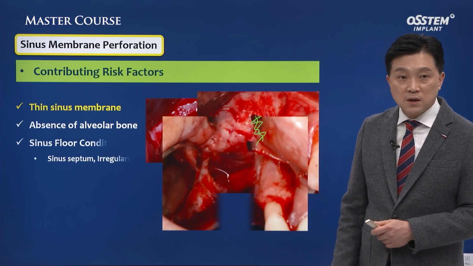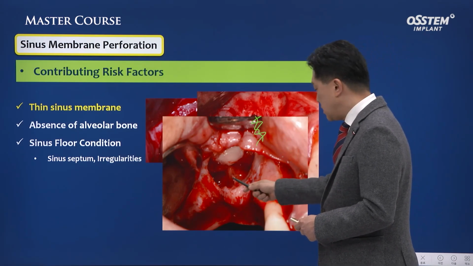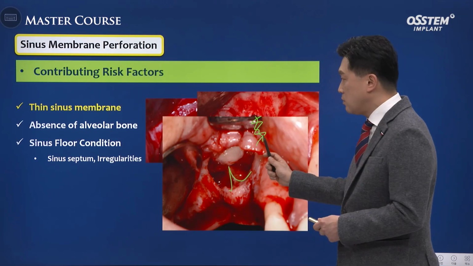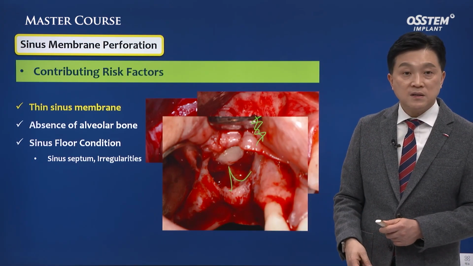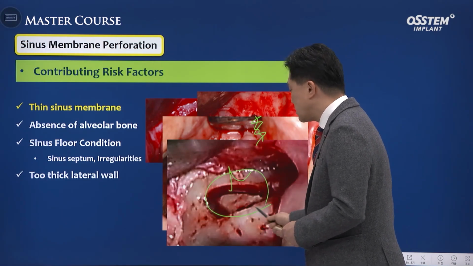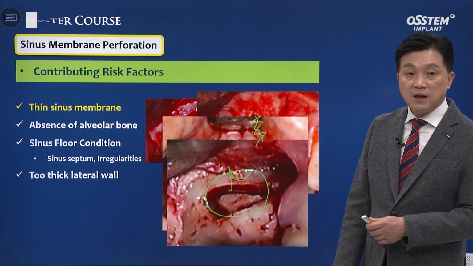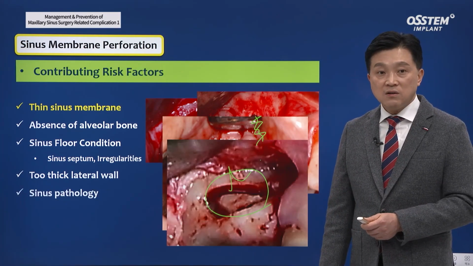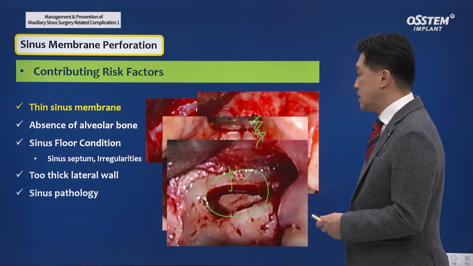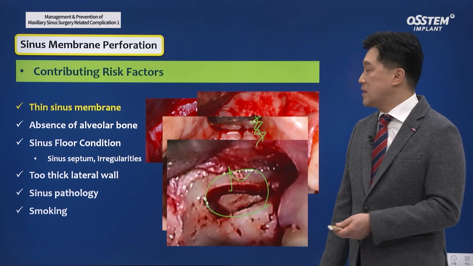Moving on to sinus floor condition, there can be a sinus septum or irregularity. In this case, the possibility of perforation can increase if the lateral wall is too thick to form a window, or if the amount of prep required is significant, the probability of membrane perforation also increases. When there is sinus pathology, or if the patient smokes, such possibility can increase as well.